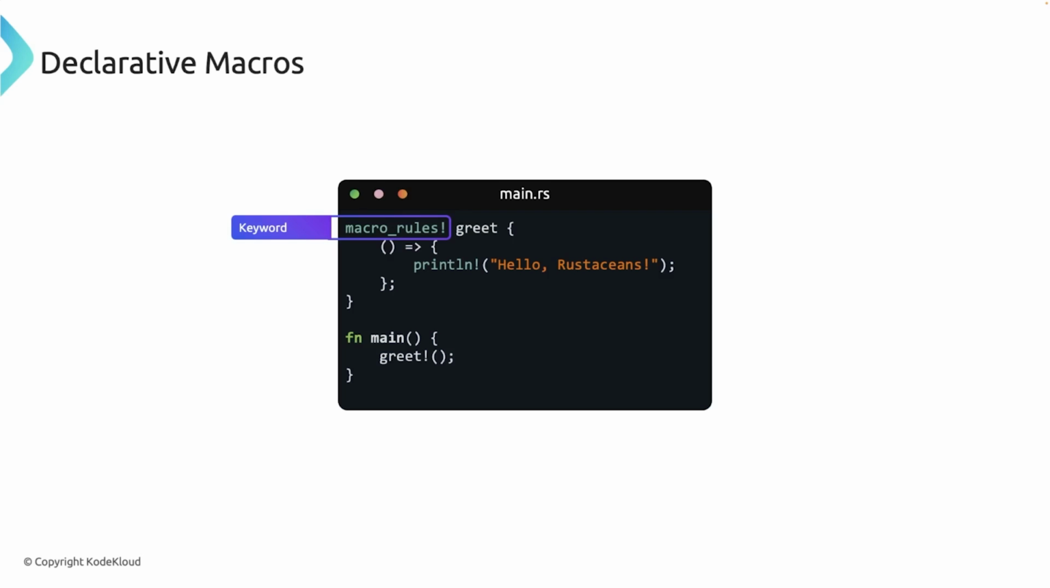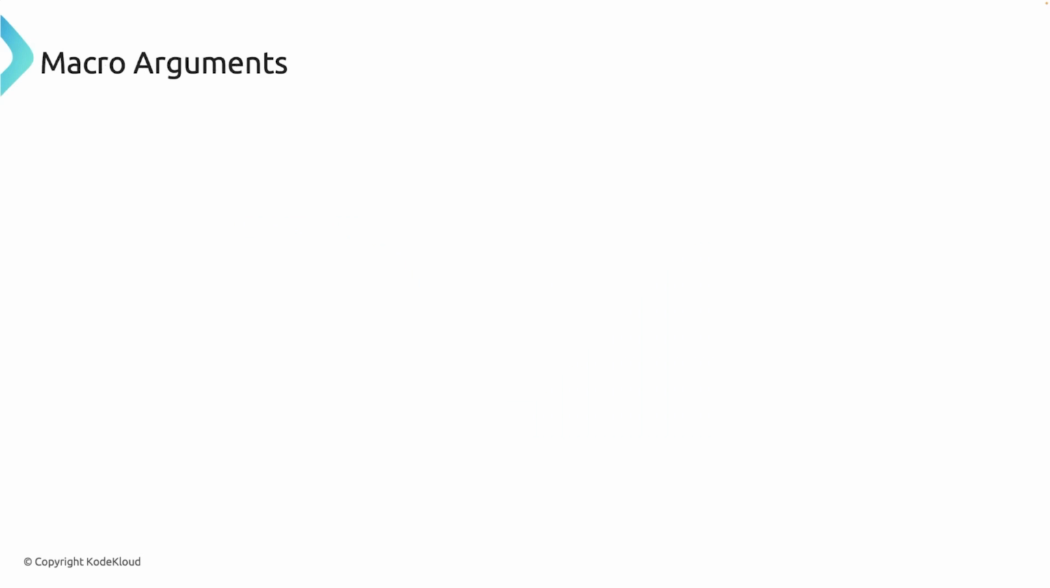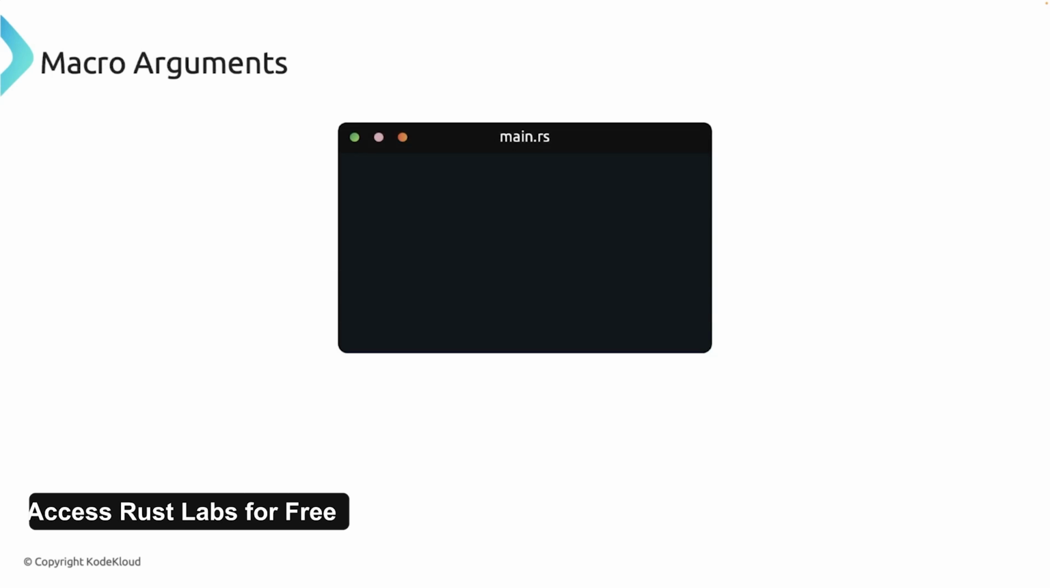So in this example, we've defined a macro named greet that prints hello crustaceans. To use this macro, we call it with greet!. And when you run this code, the macro expands to the println statement, which then prints the greeting. Macros can also take arguments, by the way, making them even more powerful.